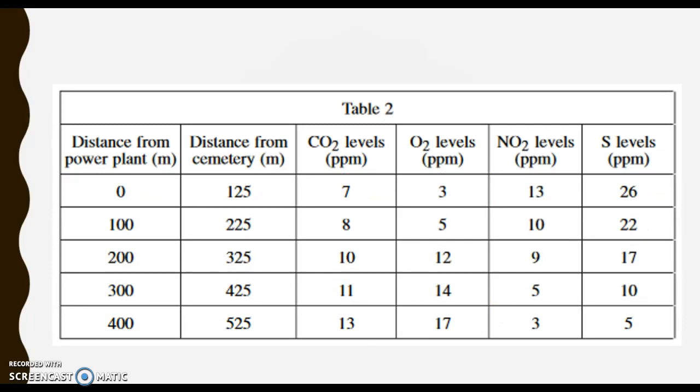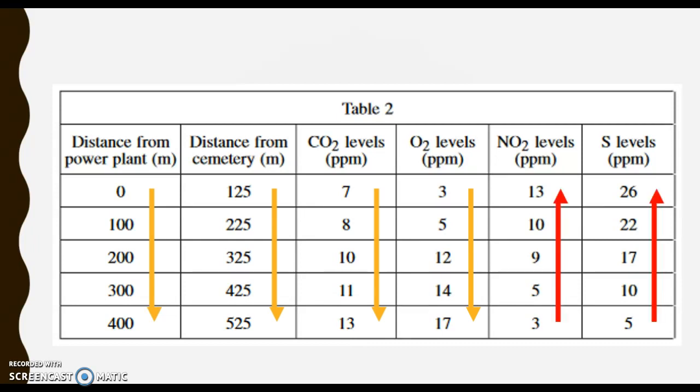This is Table 2 that correlates with Study 2. Again, we're going to draw our trend arrows from the smallest number to the largest number. These three are directly proportional, and these two are inversely proportional.